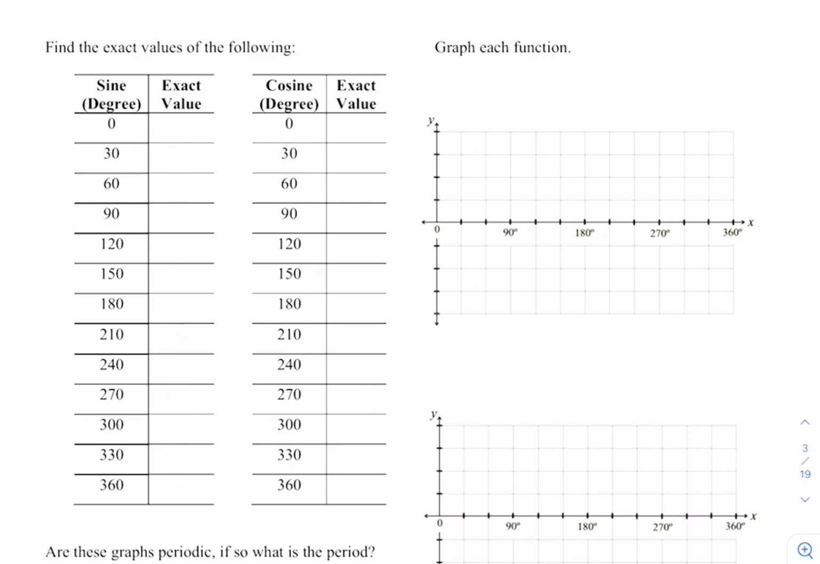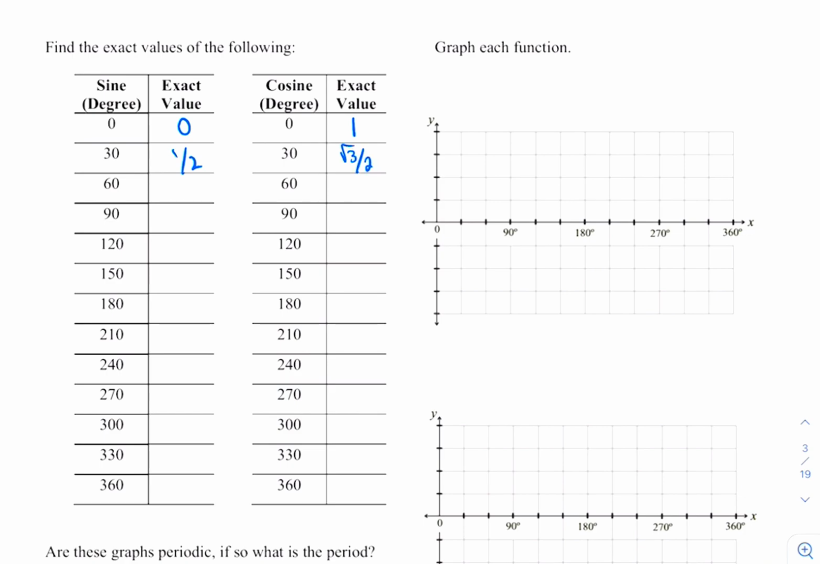So on your unit circle, you would go to 0 degrees and then tell me what the exact value is. So this one would be 1. And sine of 30 degrees is 1/2, and we would keep going. Same thing with cosine. So cosine of 0 is 1. Cosine of 30 is the square root of 3 over 2.